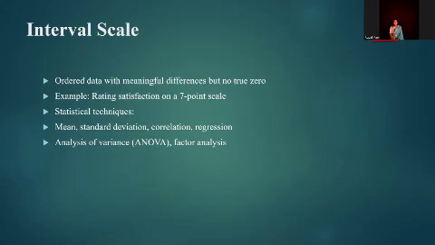Third one is interval scale. Now we are adding precision. Interval data is ordered. The gaps between values are meaningful, but there is no true zero. Temperature in Celsius is a classical example. Techniques: mean, standard deviation, correlation, and regression.